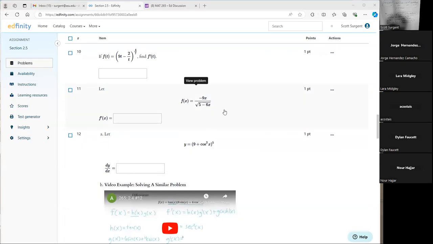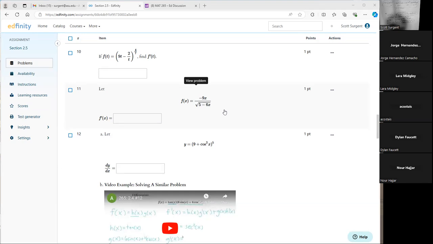Here's number 11 on 2.5. This is a case where you're going to have to use the quotient rule. There's no way to simplify this. And in a case like this, I would do like I did with that first example. I would just write a whole bunch of parentheses, fill in the blanks, and then leave it alone. When you get to the stage where you do the bottom squared, well, okay, you can take care of that because that just squares away the radical.